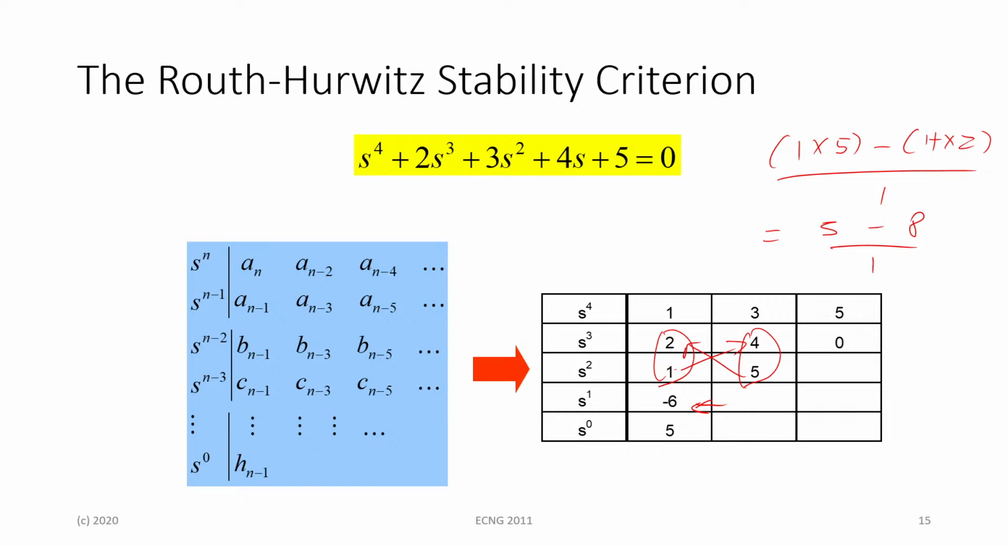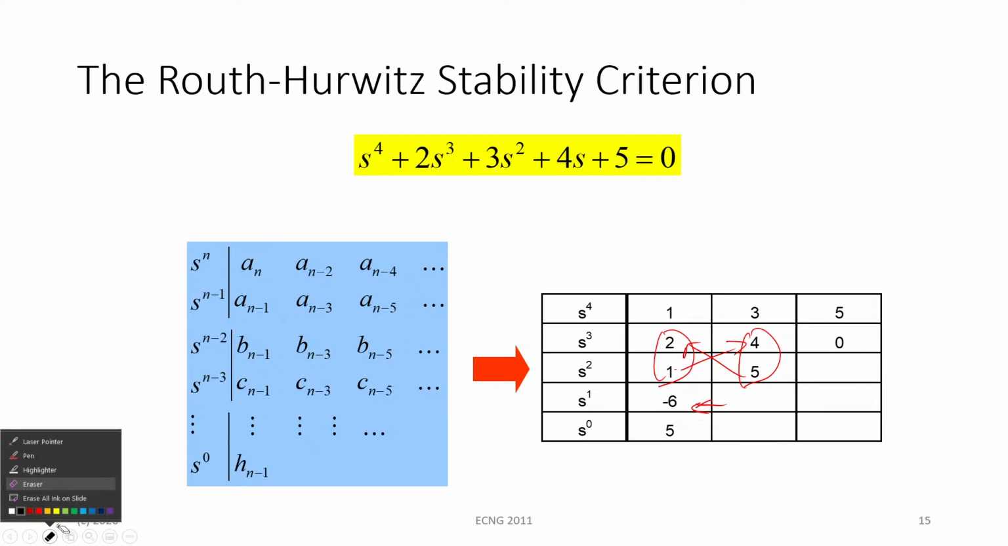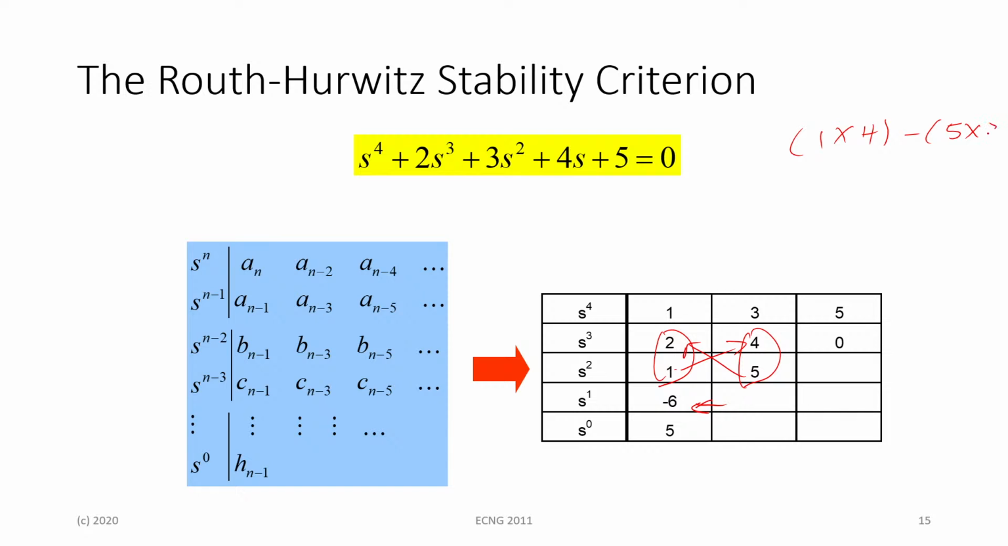No, sorry, I did that wrong. I'll watch back my equation here, and I wrote that equation entirely wrong. Apologies. If we watch our cross multiplication here, it's going to be 1 by 4 minus 5 by 2, and we're going to be dividing here by 1. So that's going to be 4 minus 10 divided by 1, which is going to give us a value here of minus 6. You can see.